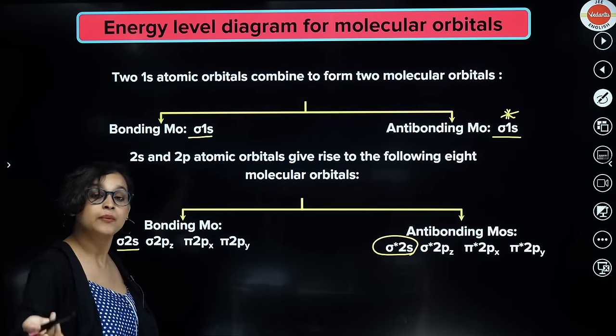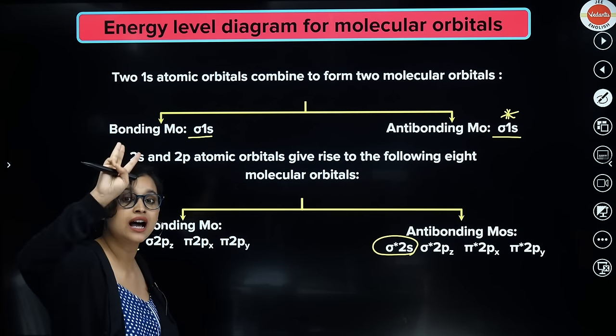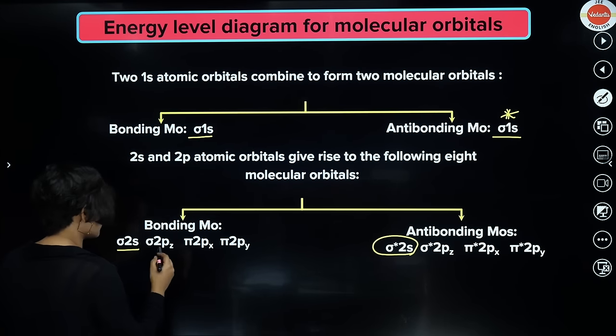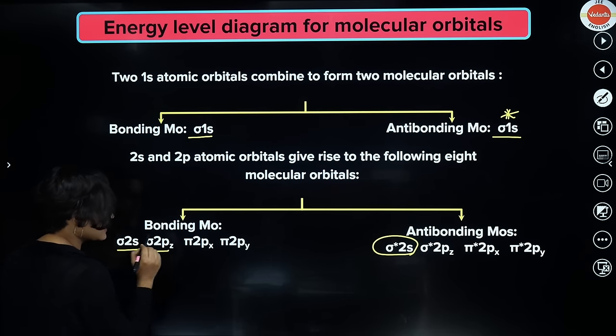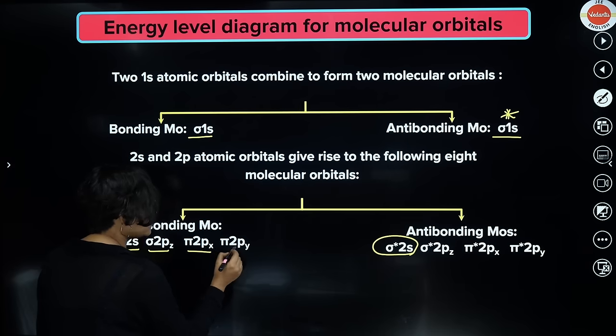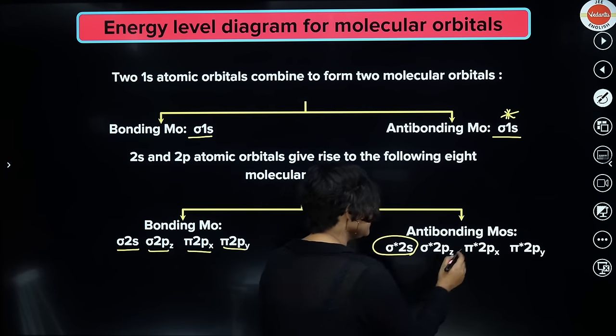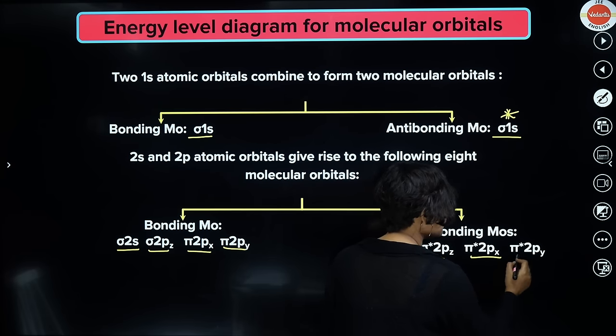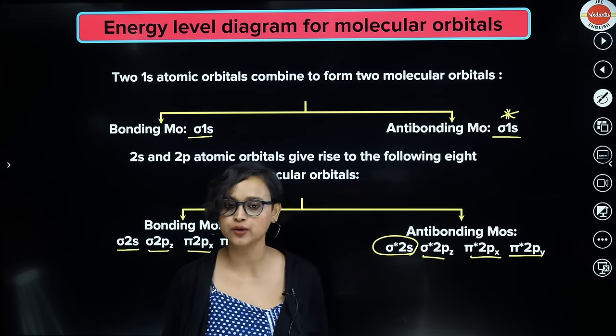2s is done. But if it is 2p, now you will have three orbitals, my dear student. You will have sigma 2pz, then you will have pi 2px and pi 2py. You will have sigma star 2pz and the same pi star 2px and pi star 2py. Are you getting my point?